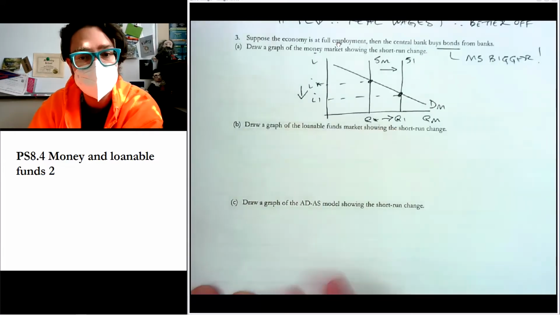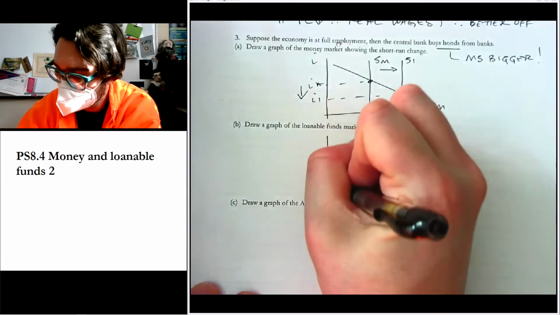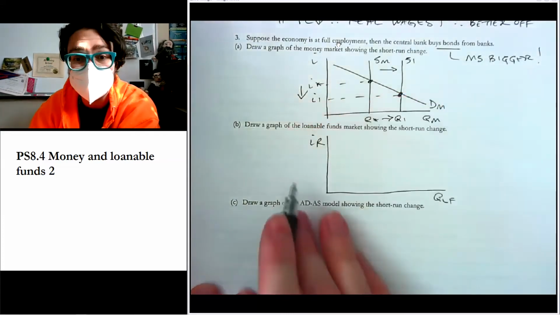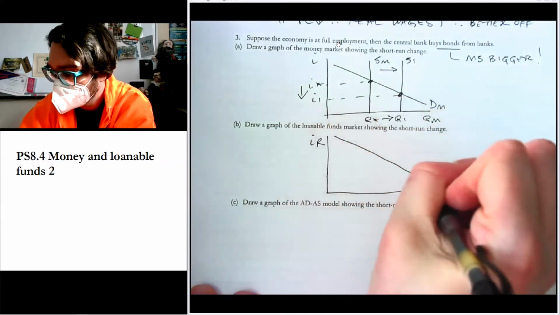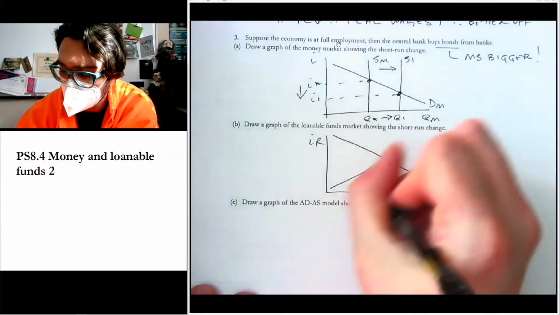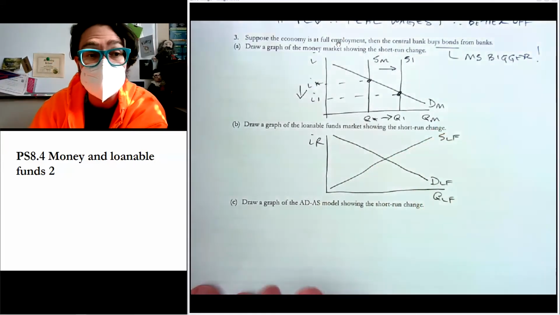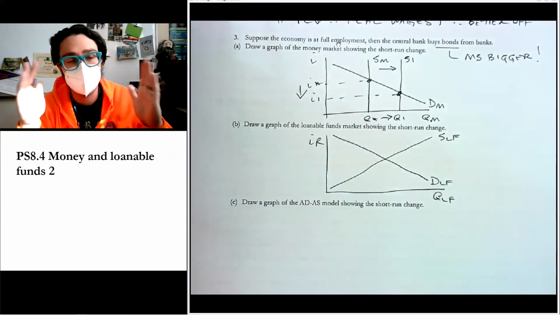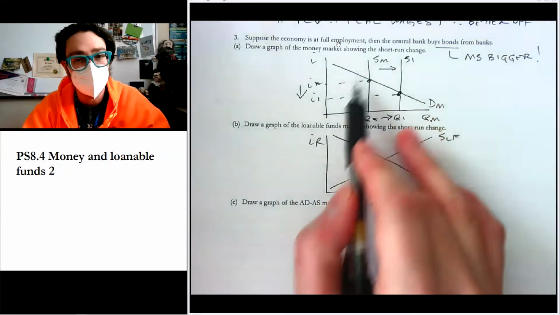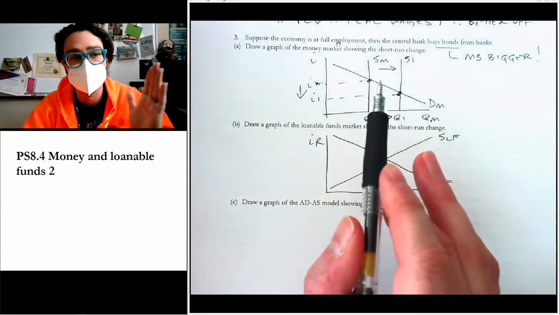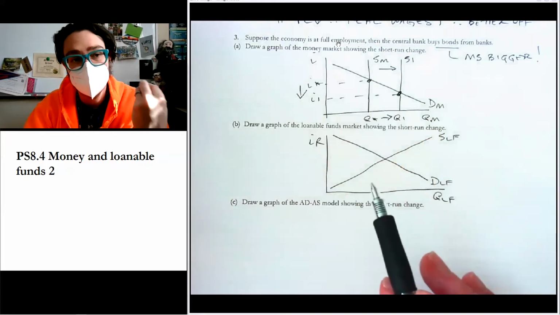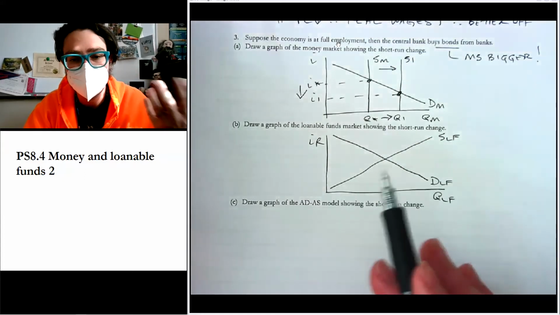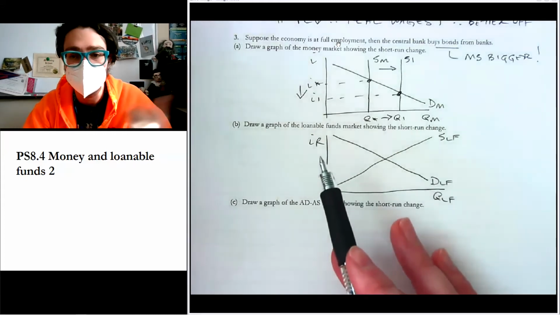It says draw a graph of the loanable funds market showing the short run change. So quantity of loanable funds, and now over here, real interest rate. That's the difference. We still have a downward sloping loanable funds demand, but now we have an upward sloping supply of loanable funds. Students often make the mistake because they don't have a clear conceptual difference between these two markets. This one is for all the money, and the Fed controls that money supply exclusively. This one is for the money that's being borrowed, and the lenders, the supply here, are the people who are saving money, and they save more in response to higher real interest rates.